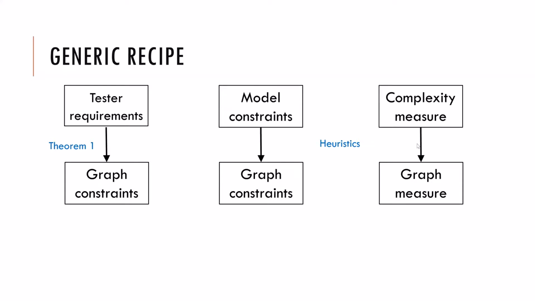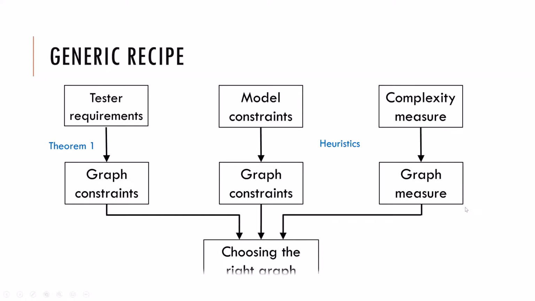But once we've done that and we've got everything in line with graph constraints and graph measure, then the problem becomes kind of straightforward, not necessarily easy, but definitely straightforward. We simply want to optimize some graph measure, and we can only choose graphs that satisfy the constraints of the model and the constraints of the tester requirement in order to actually induce a uniformity tester. All we are left with is choosing the right graph. So this is, I think, the core idea of the paper.